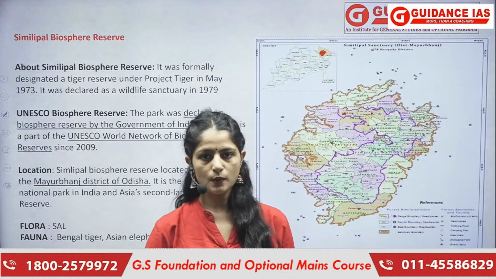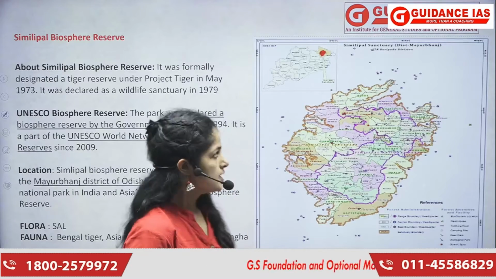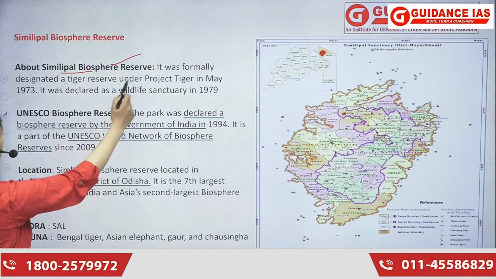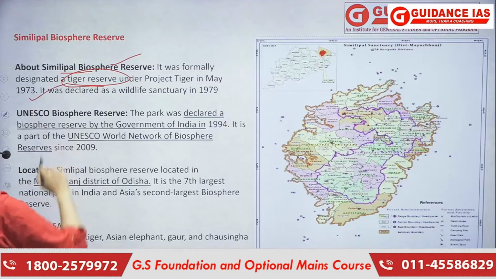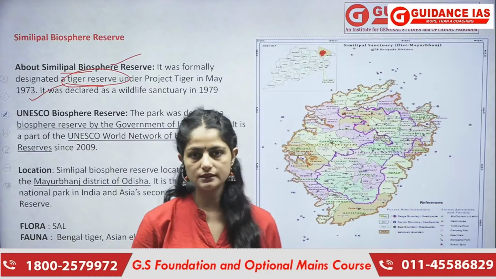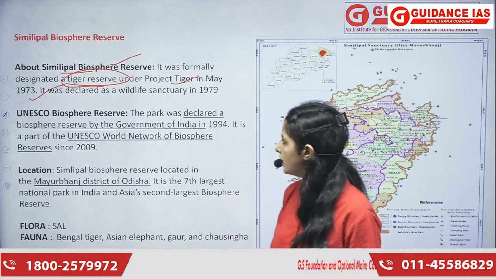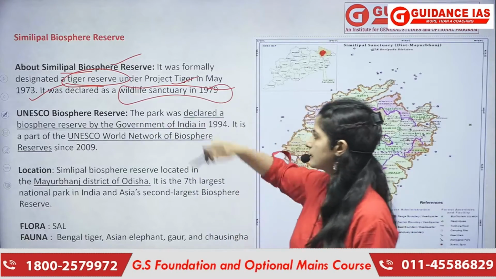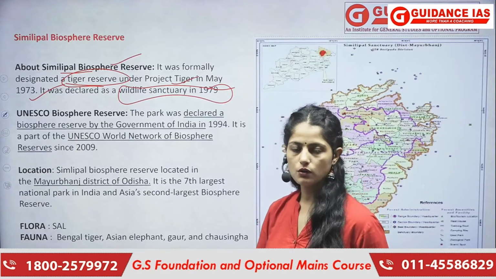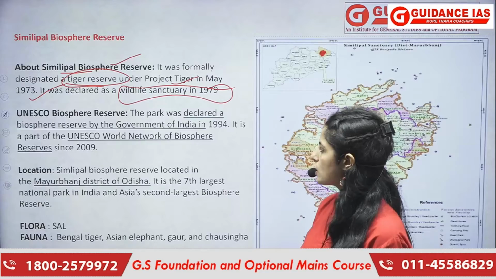Chaliye. Up next, like I've told you, we will deal in detail with the important ones as well. The first one we will read in a bit more detail is the Simlipal Biosphere Reserve, which is situated in Odisha. Simlipal was designated a Tiger Reserve under Project Tiger in May 1973. We know our Wildlife Protection Act came in 1972, and just after that, in 1973, it was designated a tiger reserve under Project Tiger, and it was also declared a wildlife sanctuary in 1979. So it is not just a tiger reserve, it is also a wildlife sanctuary which was declared in 1979.